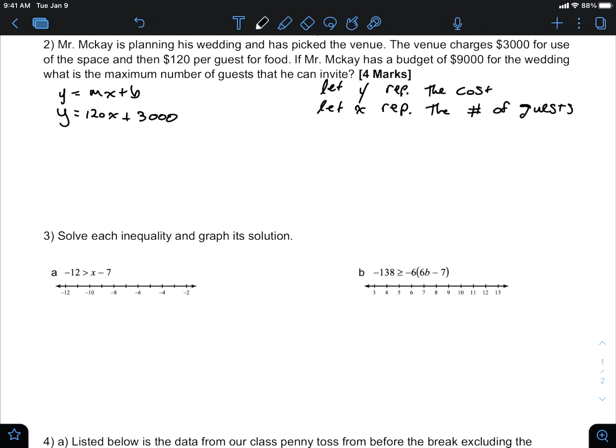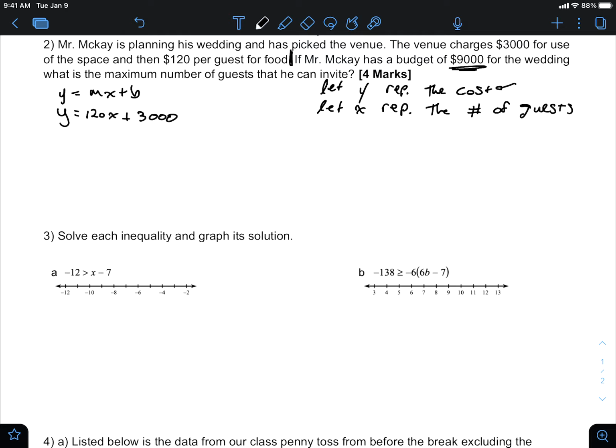So that takes care of everything to here. And if I said, just give me the equation, it'd be all fine and dandy. We'd be good and done. But it says, if Mr. Mackay has a budget of $9,000 for the wedding, what's the maximum number of guests that he can invite? So what did I tell you about cost? I told you I had $9,000 for cost. Cost is which variable, x or y? Greer? Okay, now the cost is the y.